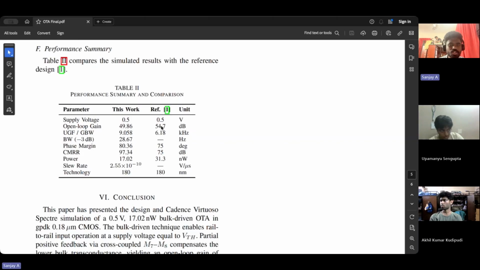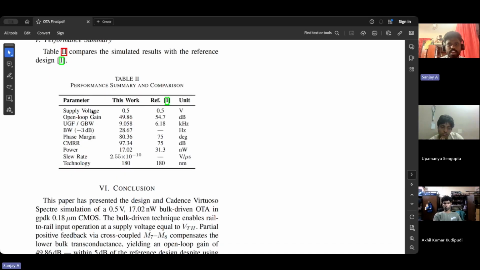Looking at table 2, which is projected here, we match the reference exactly on supply voltage and technology. We are 5 dB lower on the gain, acceptable for simplified single transistor implementation. We are higher on the unity gain frequency, higher on phase margin, dramatically higher on CMRR, that is 97 versus 75 dB, and lower on the power consumption. Overall, this is a very competitive result that we have managed to produce.